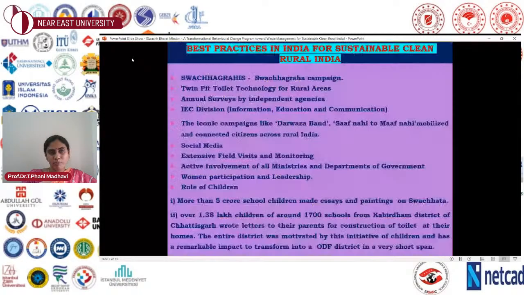So there are several best practices ongoing in India for a sustainable clean rural India. The first one is Swachhagrahis. Swachhagrahis are the volunteers who actively involve themselves in the cleanliness program by forming the Swachhagraha campaign. Next, twin pit toilet technology for rural areas. This is one of the best practices. For rural areas, the twin pit toilet is an easily available and economic toilet option. In this technology, 2 pits are dug close to the toilet. These pits are used alternately.